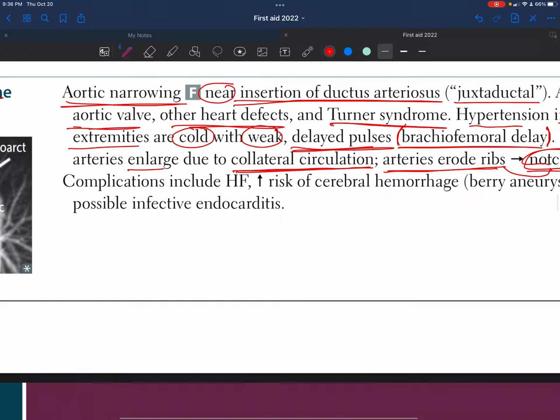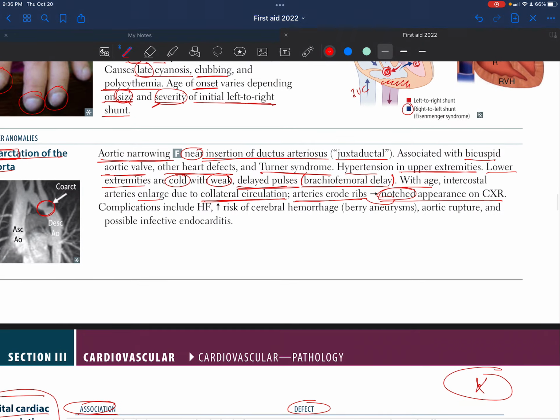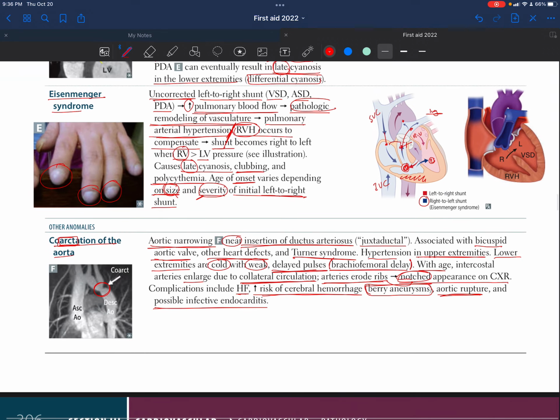The complications of the coarctation of aorta include heart failure and then increased risk of cerebral hemorrhage, especially from berry aneurysm, and then also aortic rupture and possible infective endocarditis. So increased risk of cerebral hemorrhage, heart failure with aortic rupture, and possible infective endocarditis.